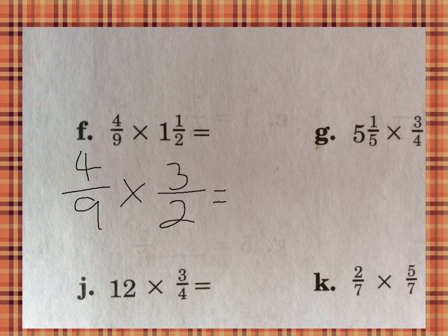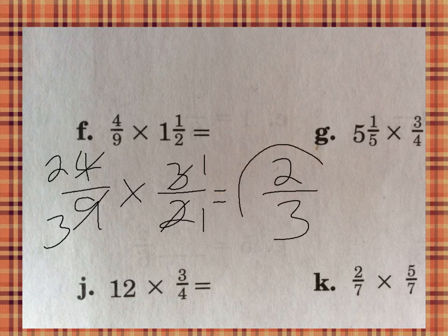6 goes into 12 2 times. 6 goes into 18 3 times. So I had to do extra work there. But let's see what would have happened if I would have remembered to cross cancel. 4 and 2, what goes into both of those? 2 does. 2 goes into 4 2 times. 2 goes into 2 1 time. 9 and 3, what goes into both of those? 3 does. 3 goes into 9 3 times. 3 goes into 3 1 time. Alright, and multiply across. 2 times 1 is 2. 3 times 1 is 3. And now we get the reduced answer. 2/3.